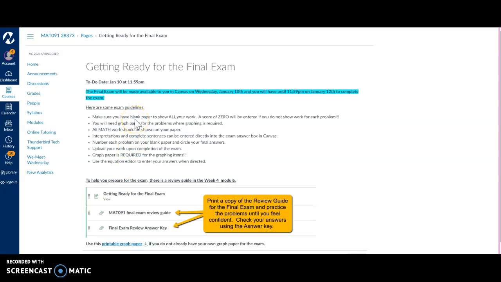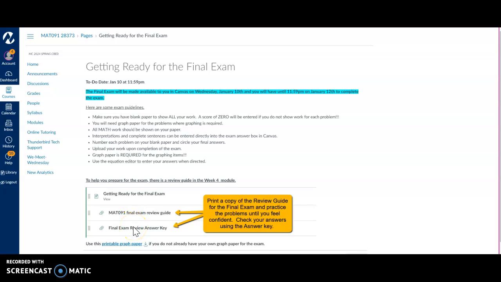Again, you need blank paper to show all of your work. You will need graph paper. And the main thing I want you to realize is that I have a final exam review guide in Canvas. So instead of doing the review assignment in More like you've done for the last 3 exams, I have a printable review guide and the answer key right there.